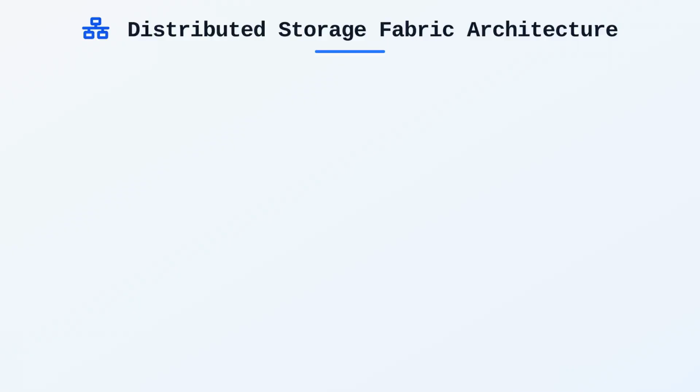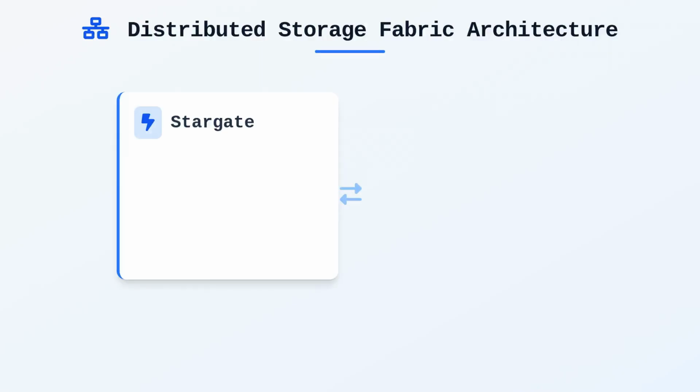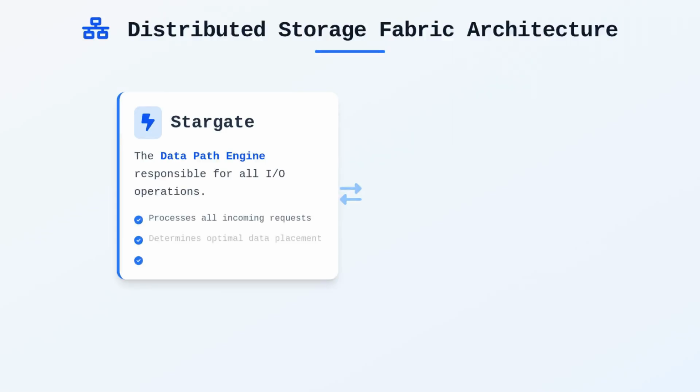At the heart of the distributed storage fabric sits Stargate, the service responsible for the data path and all I/O operations. Stargate handles the incoming requests, determines the placement of data based on the cluster configuration, and manages the lifecycle of the data blocks within the storage pool.